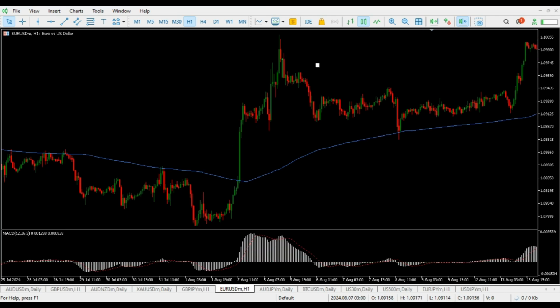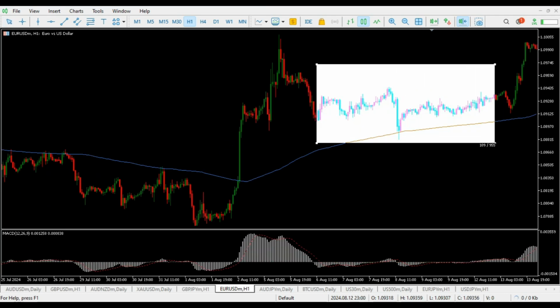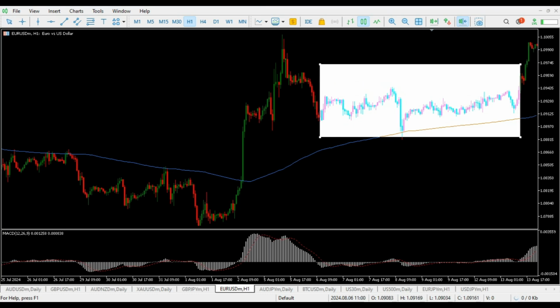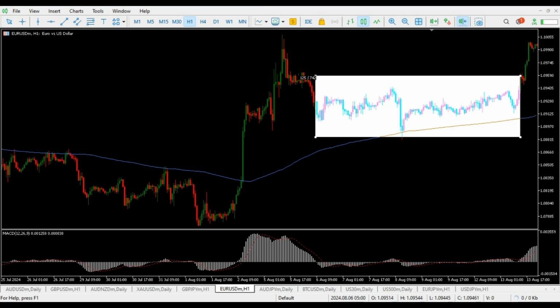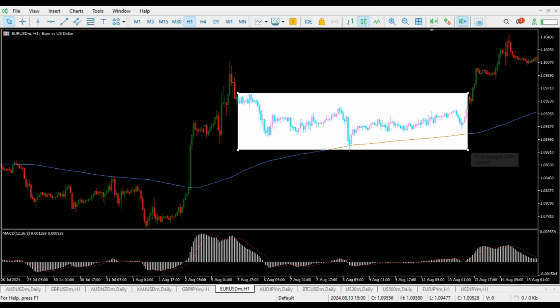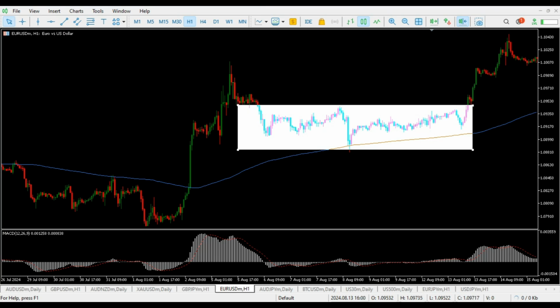Good. This is a ranging market below here. It was a clear squeeze. This squeeze here is very deadly. It can kill your psychology as a trader. I don't encourage you to trade during such a very tight area like this. It is very deadly.